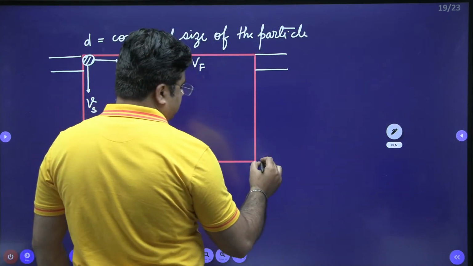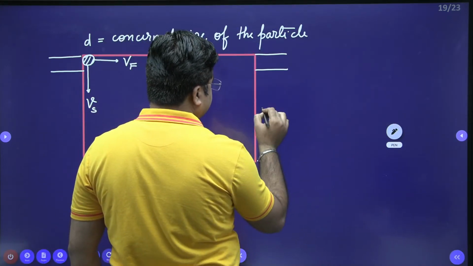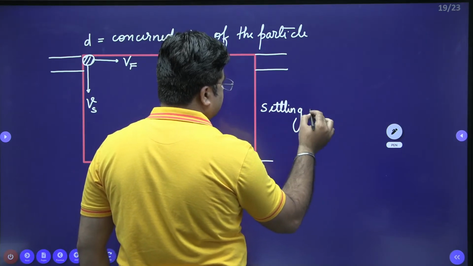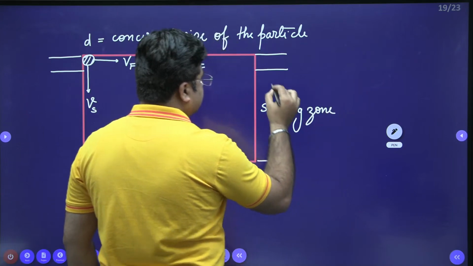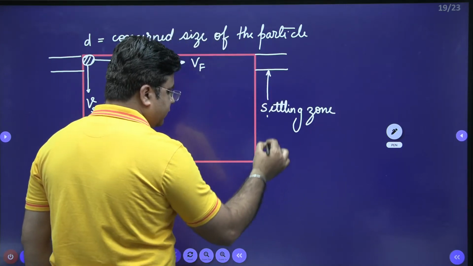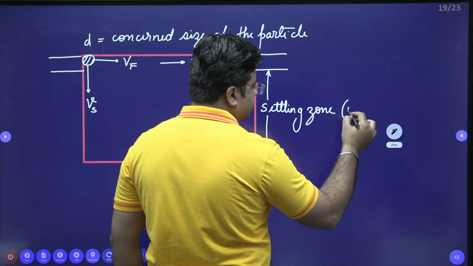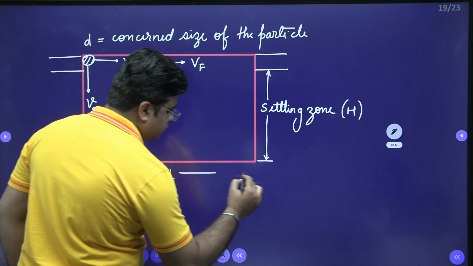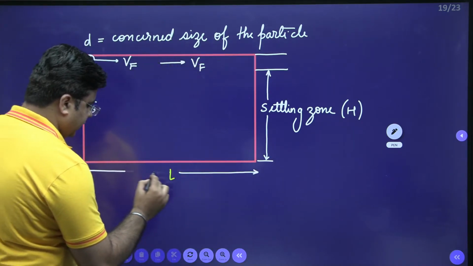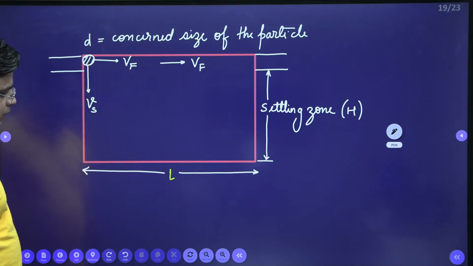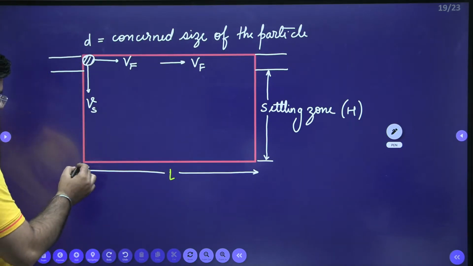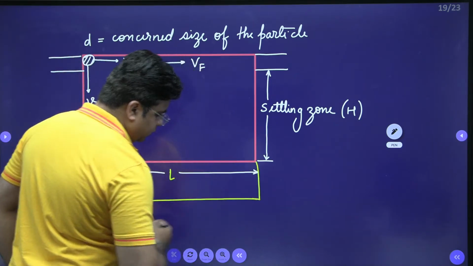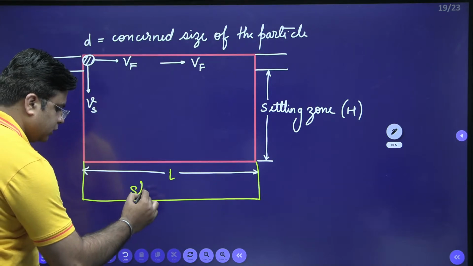This is my settling zone. The height of the settling zone is capital H and the length of the tank is L. And below this, we provide the sludge zone. This is the sludge zone.